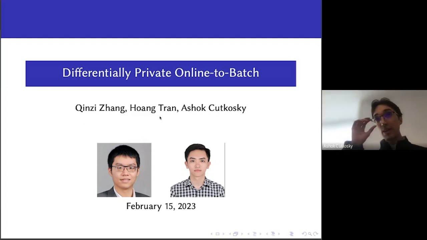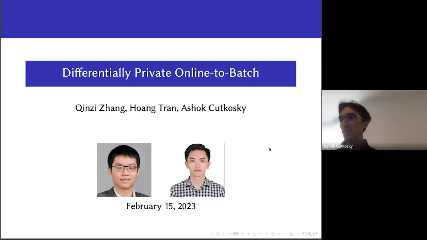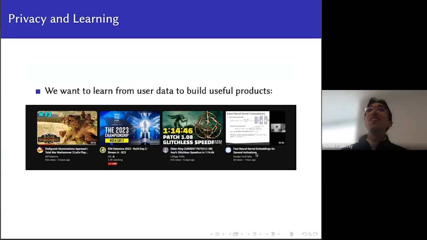Okay, so the talk is about differentially private online to batch. Start with some intro, hopefully. Why is it not changing slides? Okay, well, change.